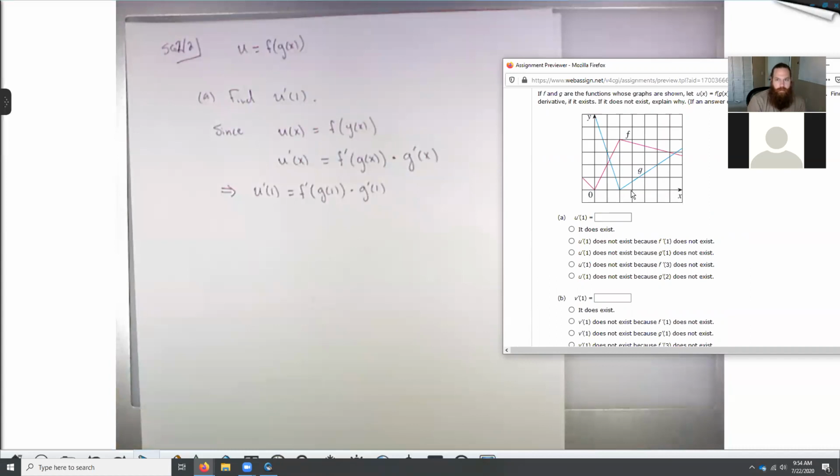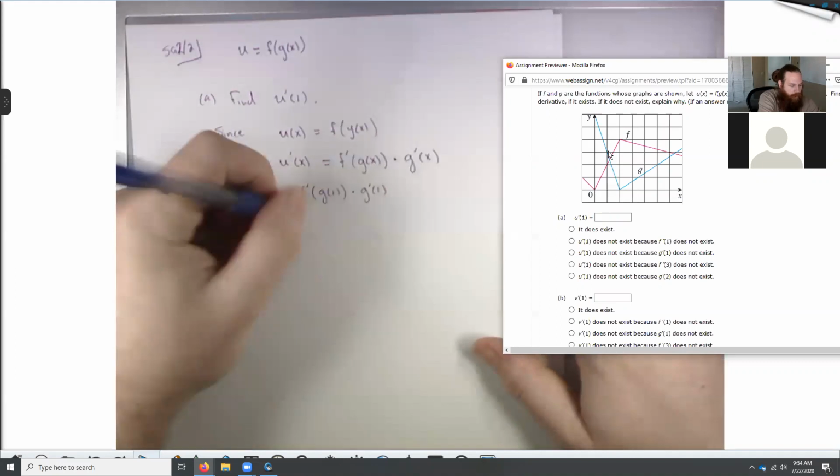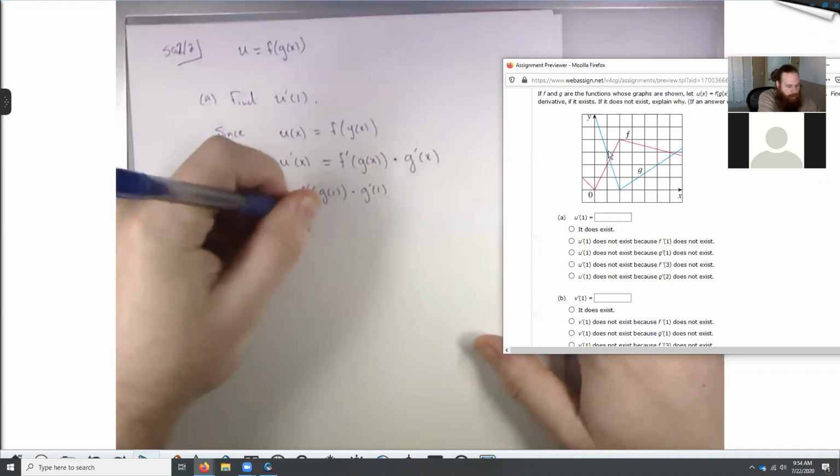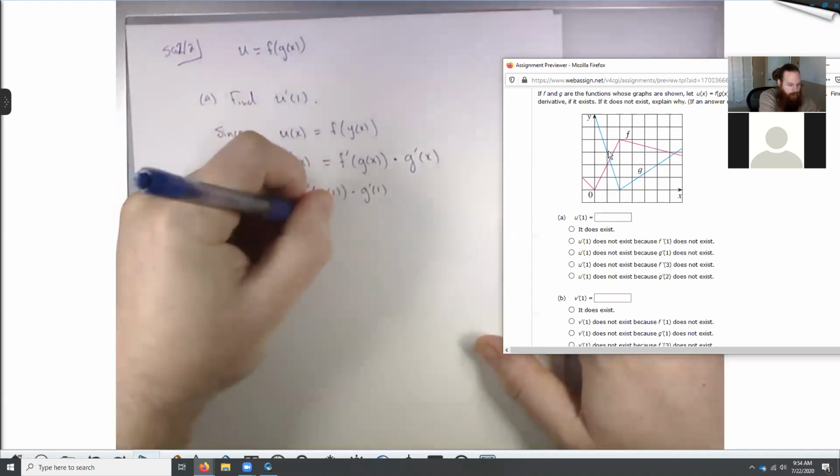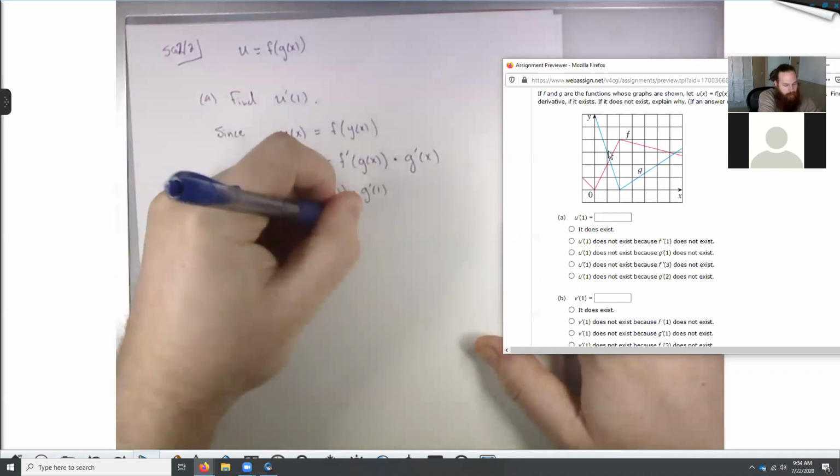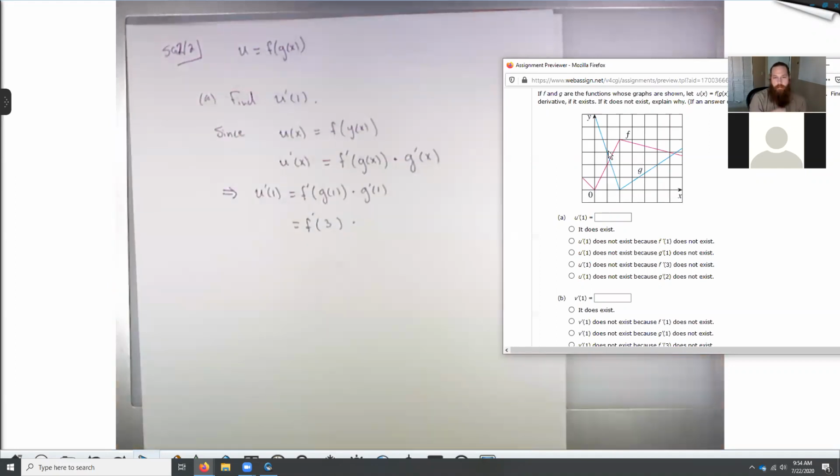So I look along my x-axis, which is here. You can tell what the x-axis is because it's got the arrow and the x there. And I come over here 0 to 1. All right, so g of 1 is 1, 2, 3. So this is f primed of 3. Is the inside there, g of 1 is 3. That's from the graph.